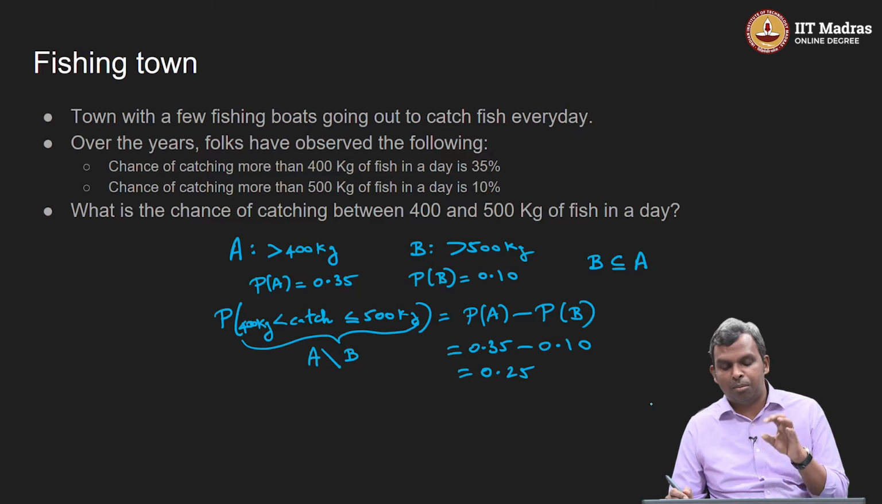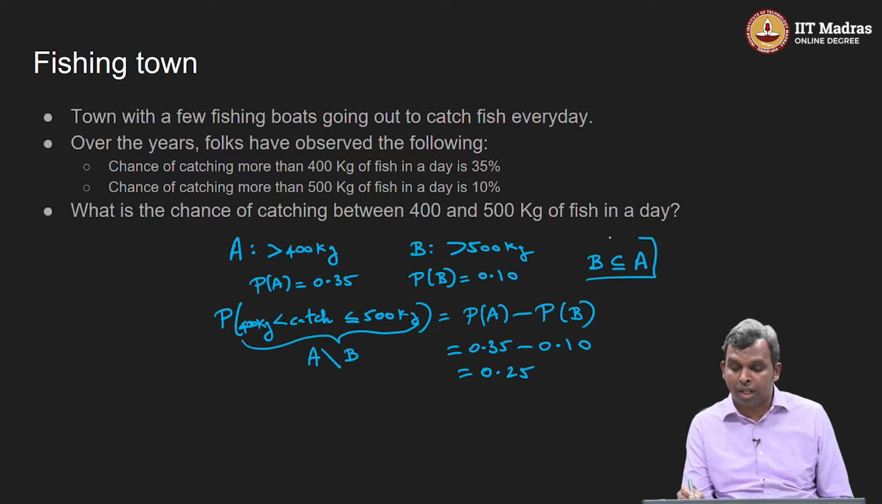So we see that B is contained in A, and then we are able to simply subtract the probability of A and probability of B. So this condition is crucial. If this condition is not true, then you won't get this subtraction P of A minus P of B. Something else will happen.